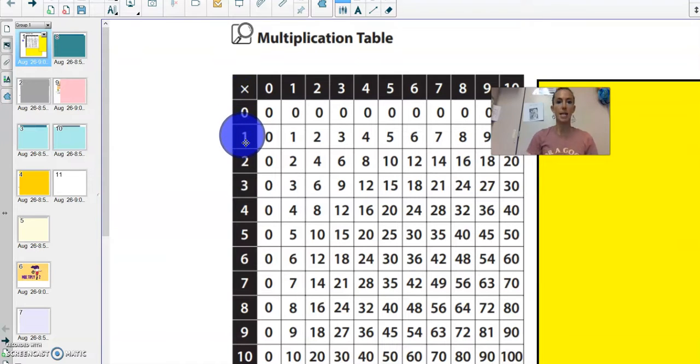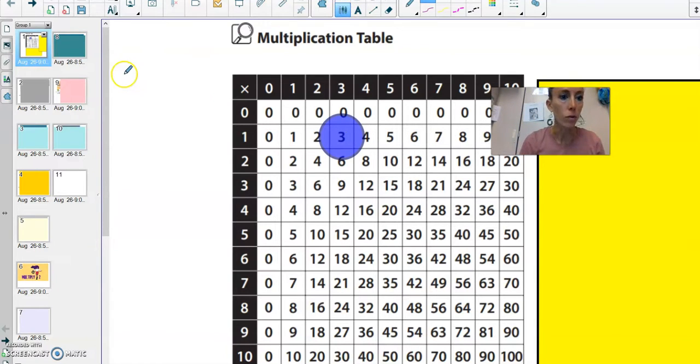There it is, 1. And I want you to find 1 times 3. So I'm going to say, okay, well, 1 times 0 is 0, because see, there's 0. 1 times 1, there it is, 1 times 1 is 1. 1 times 2, there it is, 2. 1 times 3 is 3. There it is, 1 times 3. And there is our product is 3.